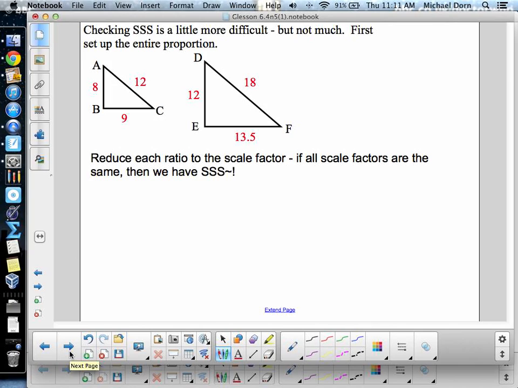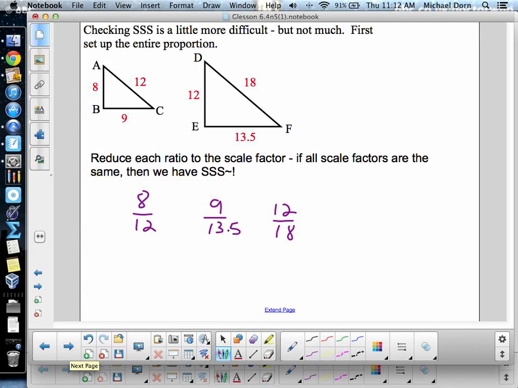Again, we set up our proportions, because there are no corresponding congruent angles here. I don't have any congruent angles, because I don't know anything about any of the angles. I just need to know if the sides are proportional. So when I set up my proportion, I got to be careful: shortest side to shortest side, middle side to middle side, and longest side to longest side.